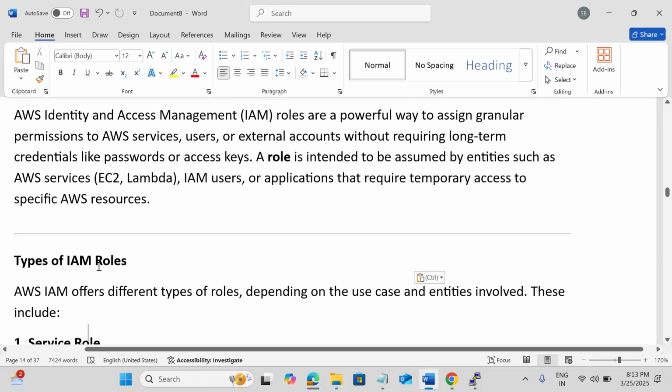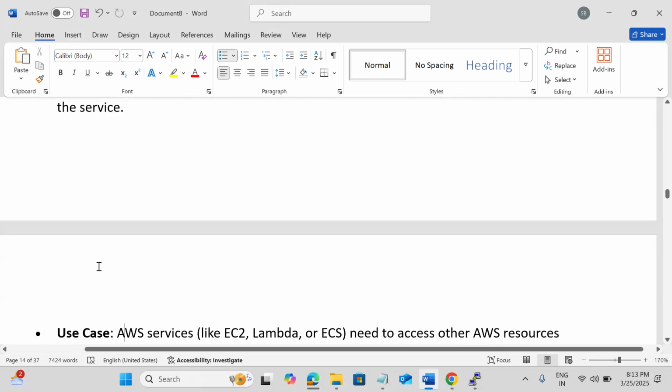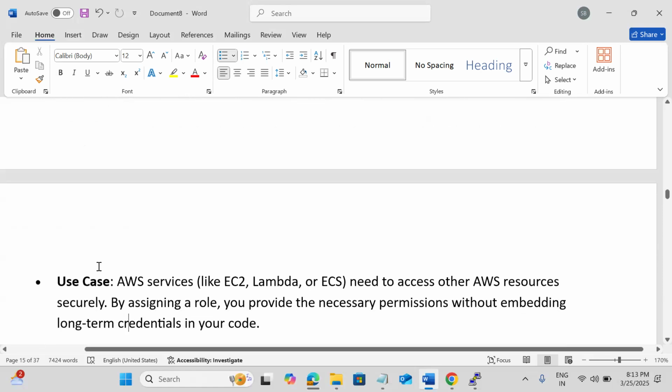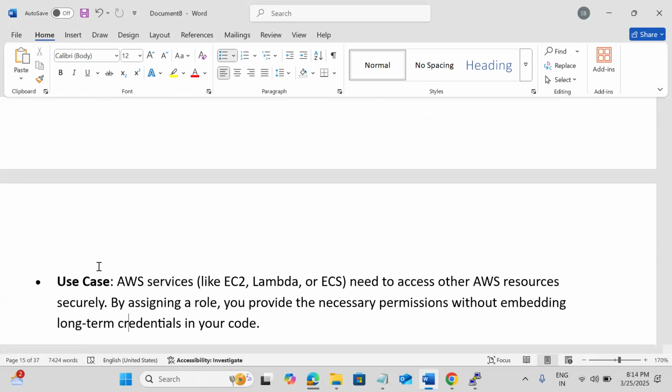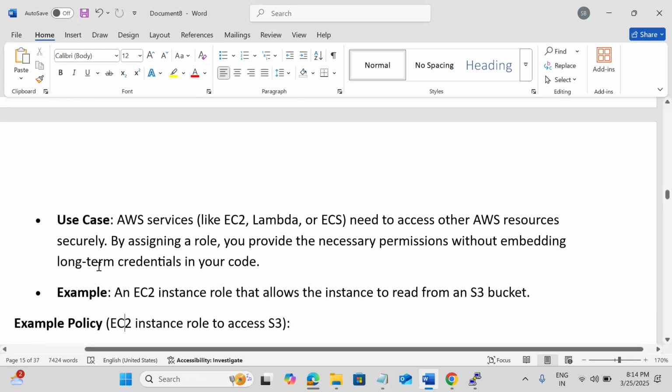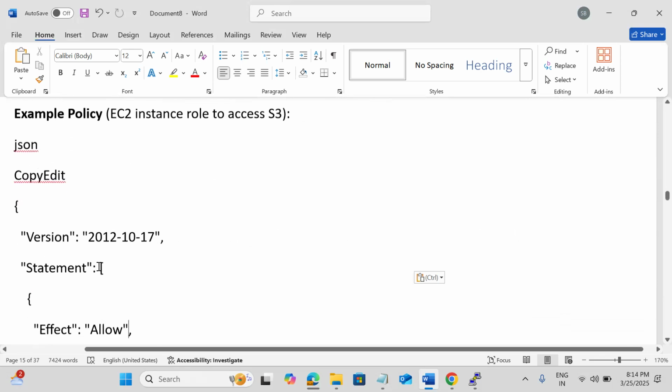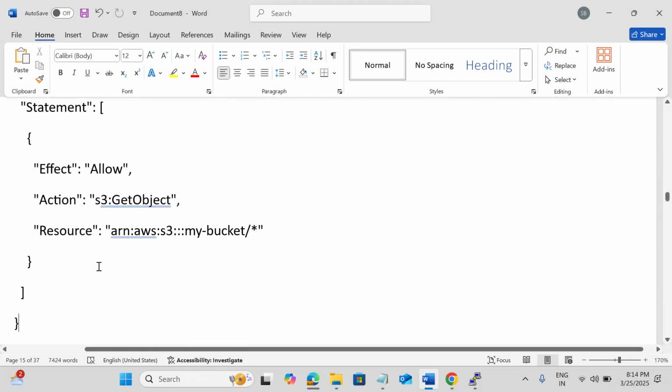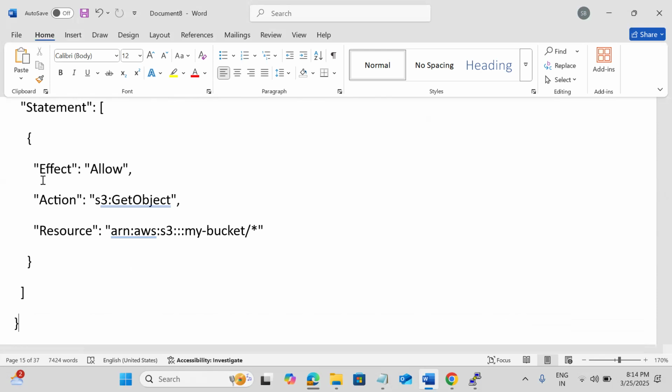The first one is the service role. What is the meaning of a service role? For example, for EC2 I want to give access to Lambda, or for Lambda I want to give access to CloudWatch or CloudTrail. So these are permissions for one service, to access another service. If I attach this policy to my EC2, then EC2 can access my bucket and retrieve those objects also.